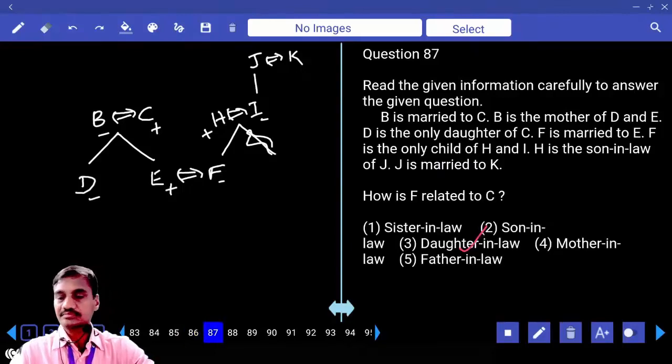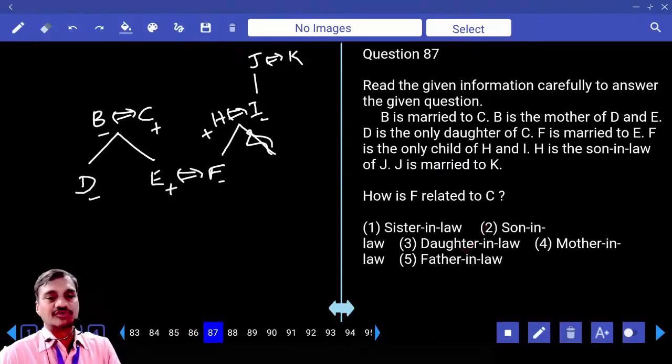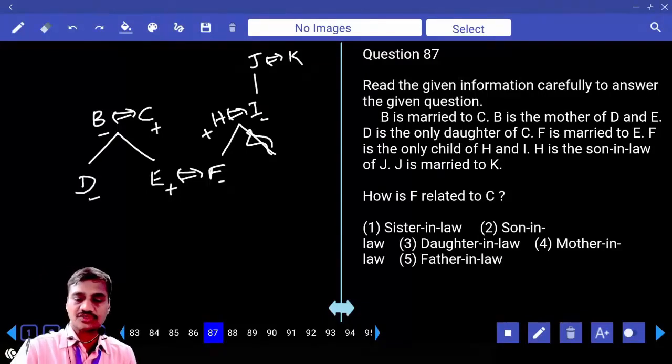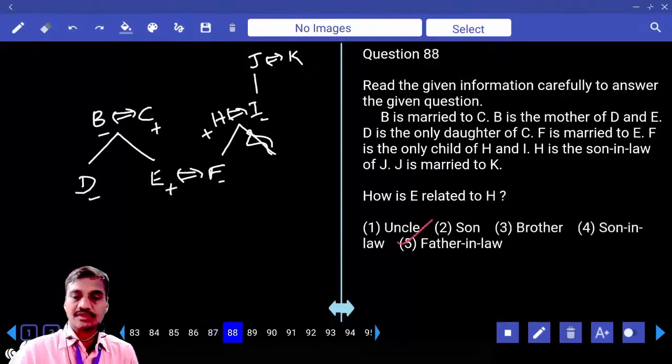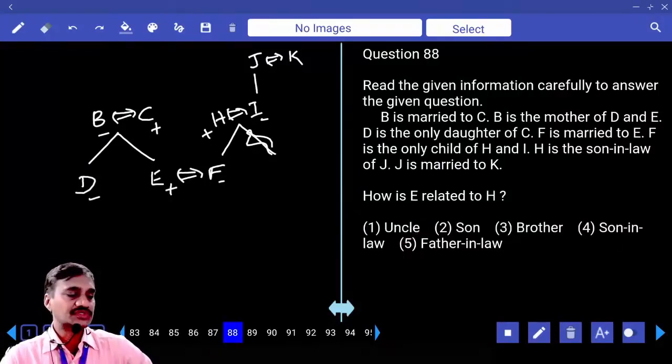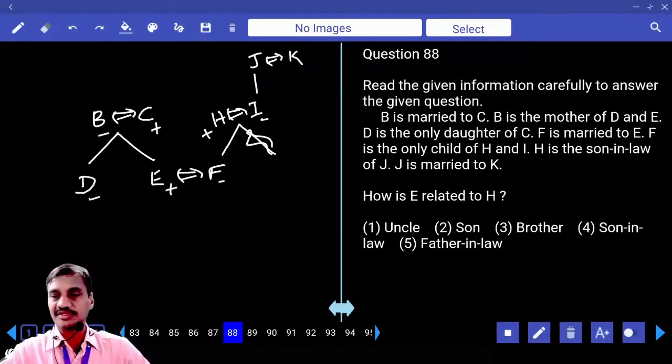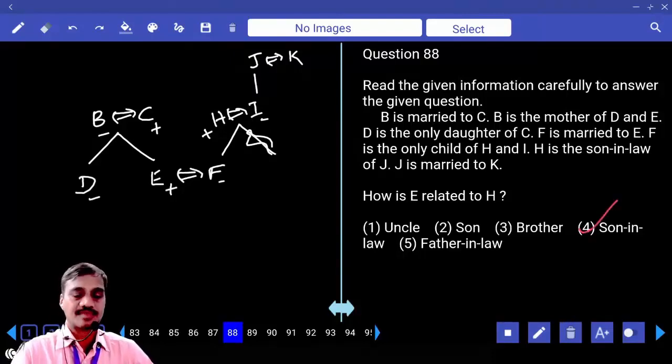87, how is F related to C? Now F related to C, C's son is E, son's wife is daughter-in-law, choice 3, question number 87. Then in this 88, how is E related to H? H's daughter is F, daughter's husband, that is son-in-law, choice 4, 88.